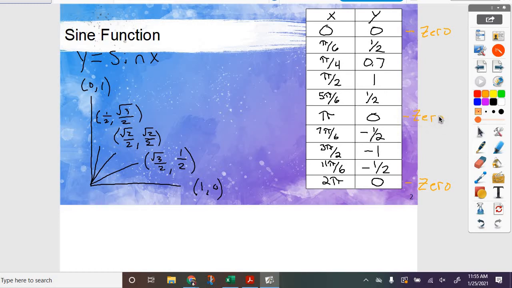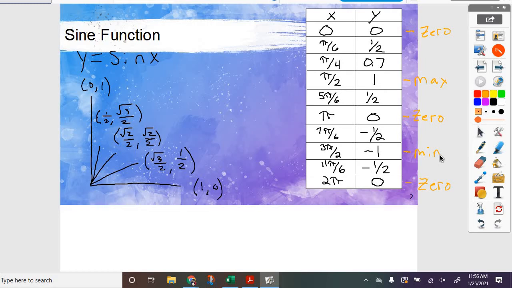Then halfway in between 0 and pi, I have pi over 2, and I get an output of 1, which is our maximum value for sine. And then halfway in between pi and 2 pi is 3 pi over 2, and we get our minimum value. Are we all with me? The reason why we pick those is because zeros, maxes and mins are important.